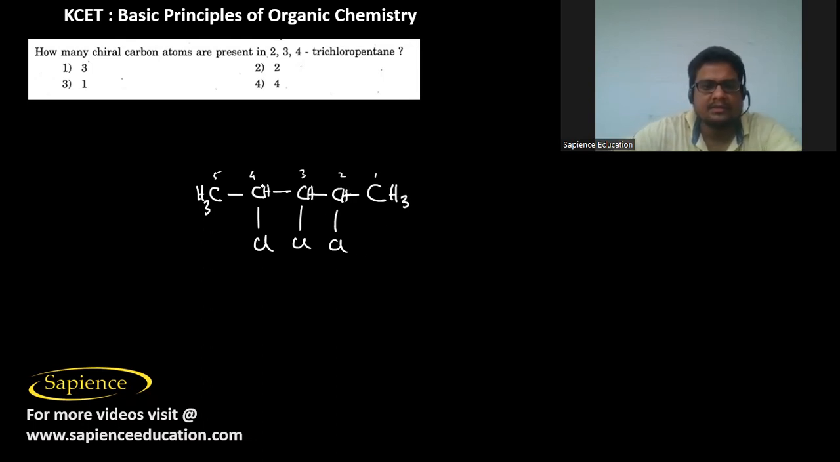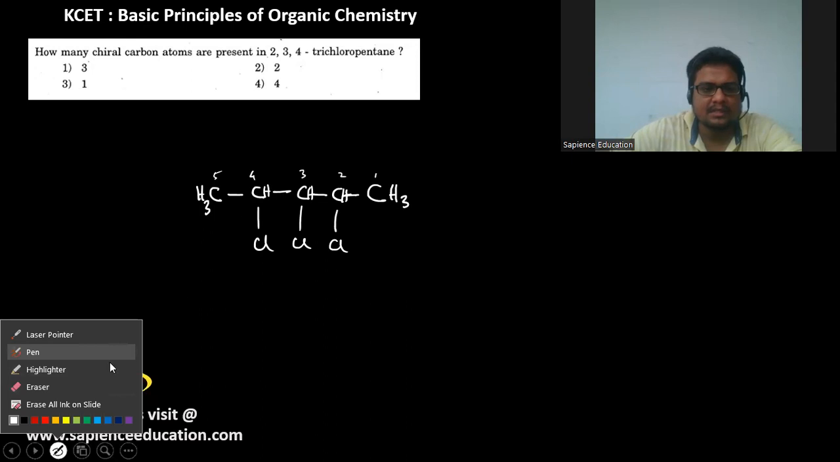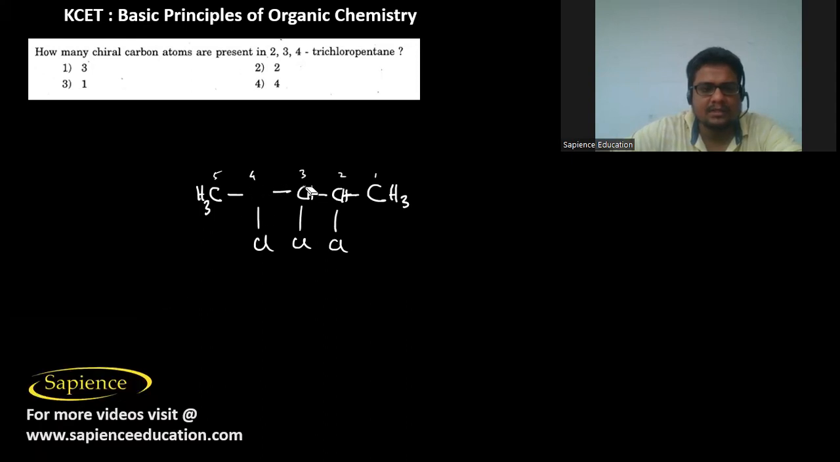So here, as we can see, this is one chiral center since it is attached to four different groups. Here it is attached to one hydrogen, this one is attached to hydrogen, this one is also attached to hydrogen. So here we have one chiral carbon since it is linked with four different groups on its four sides.